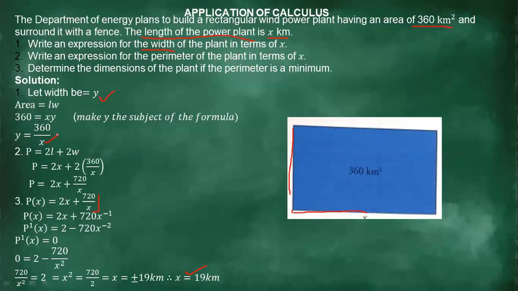So that we can determine the width. You press your calculator, you say 360 divided by 19, then it's going to give you the width. The question was very clear that we should determine the dimension of the plant if the perimeter is a minimum.